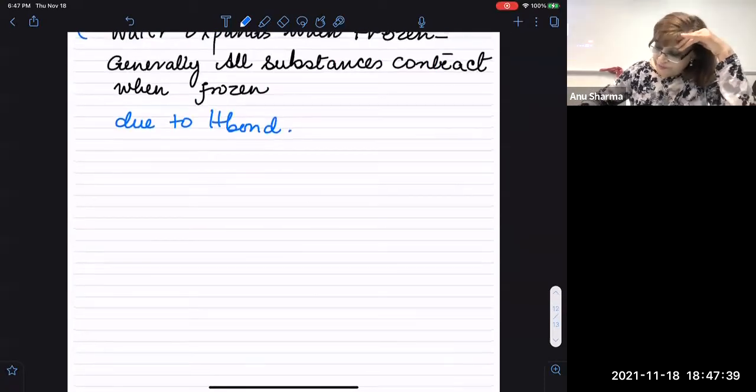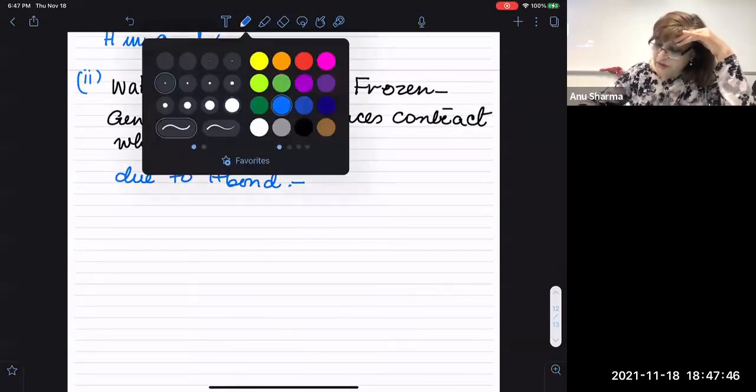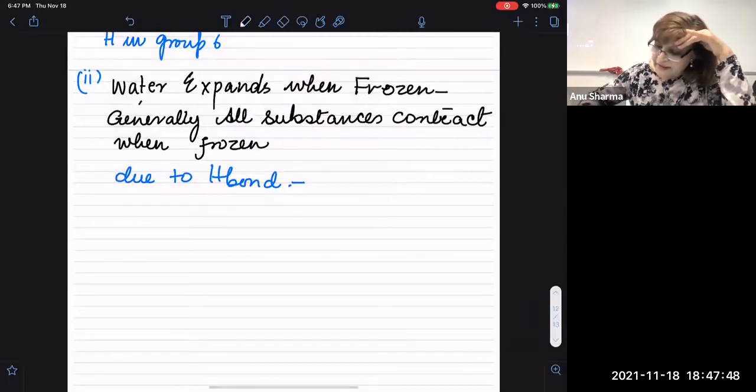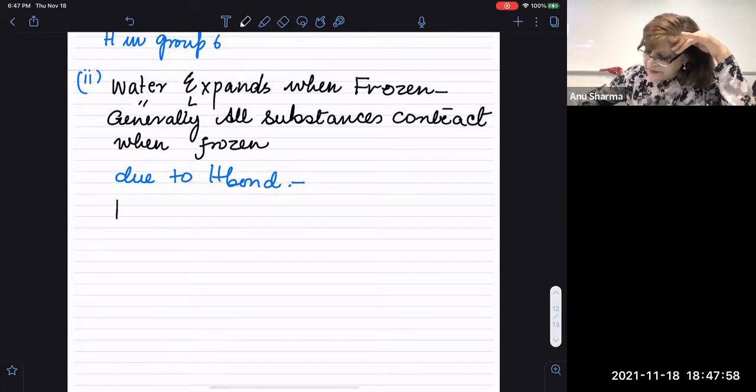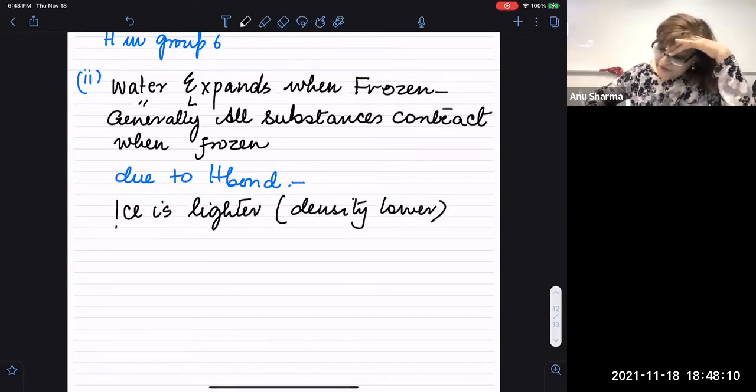This means that the water expands, that's one thing. And second thing also, that the water is lighter. No, sorry, the ice is lighter. So all this is related to that. So ice is lighter, like density is lower. Okay, ice is lighter than water.